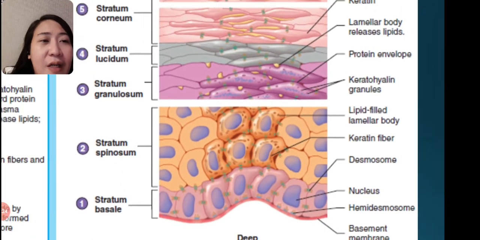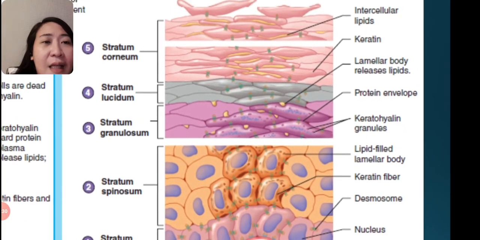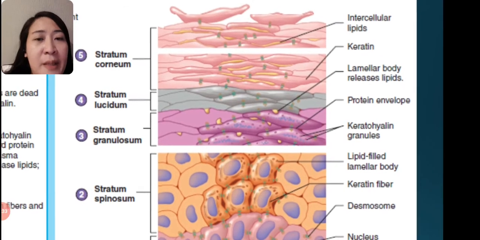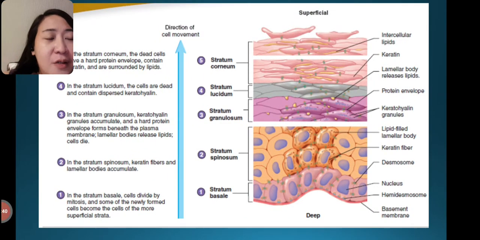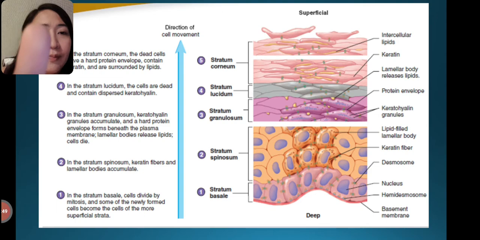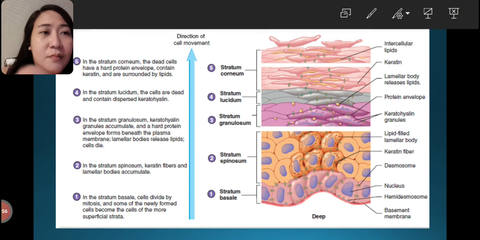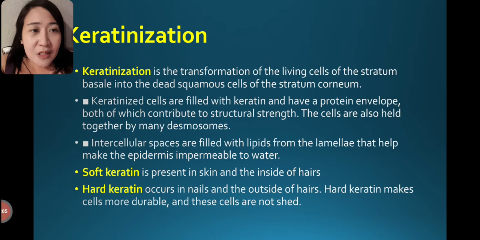So, these are the keratohyalin granules at the stratum granulosum. Lamellar body releases lipid, keratin, intercellular lipids. So, yun. Meron desmosome sa stratum basale. Saan nagkakaroon ng cell death? Diba? Sa granulosum. So, keratinization. Keratinization is the transformation of living cells of the stratum basale into the dead squamous cells of the stratum corneum. Yun yung kaninang pinakita.